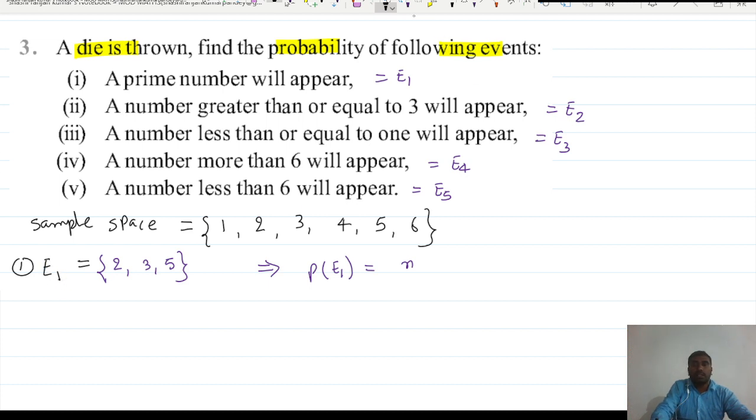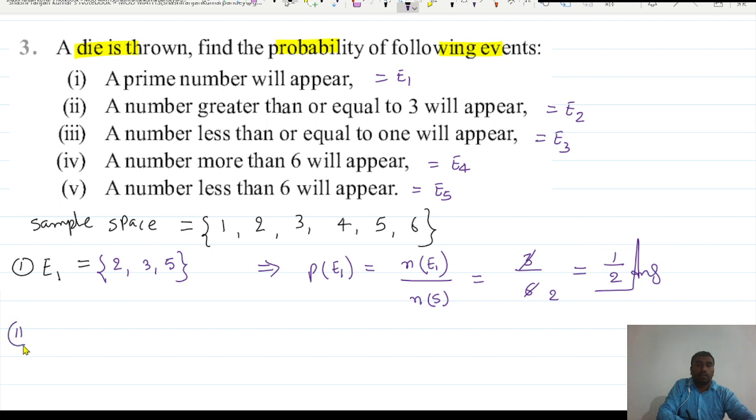What is this actually? Likewise here, n(E1) divided by n(S). So what is n(E1)? n(E1) is here 3 and the total n(S) is 6. It will be cancelled 2 times. That is what actually, 1 by 2. So 1 by 2 is the answer here.